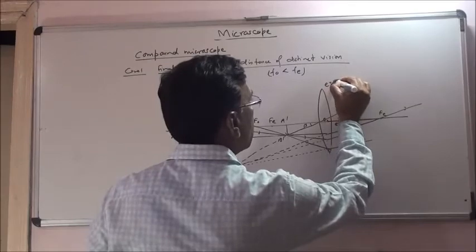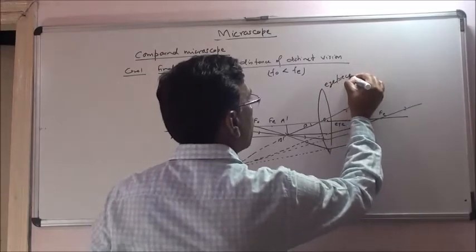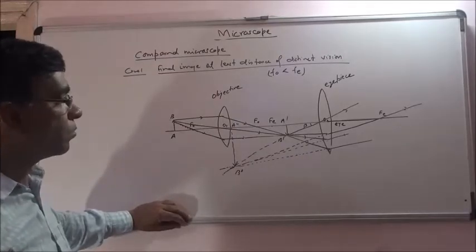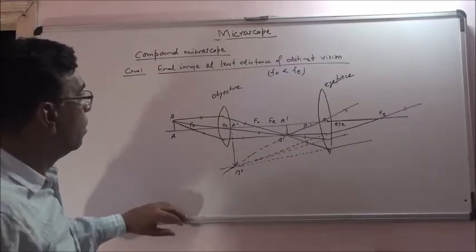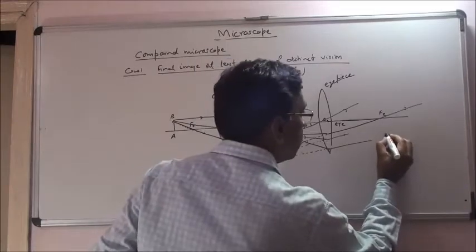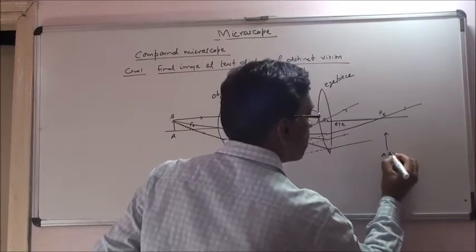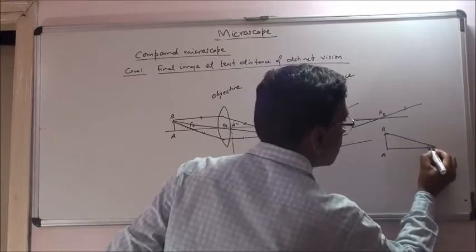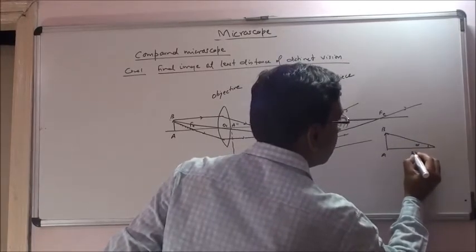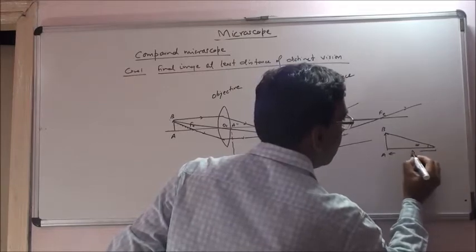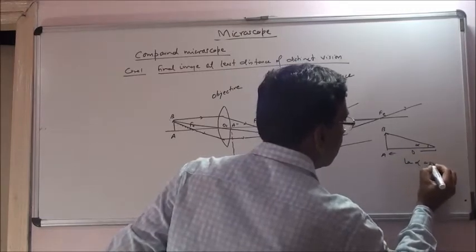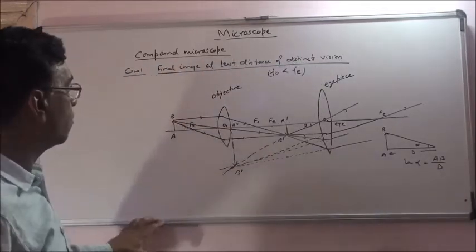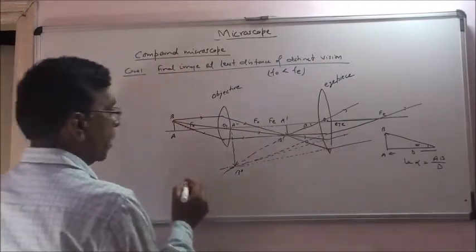This is called the eyepiece lens. Okay. And for alpha, we will again take the same approach: keep the object at least distance of distinct vision, D, and tan alpha is AB upon D. Find out the magnifying power now.